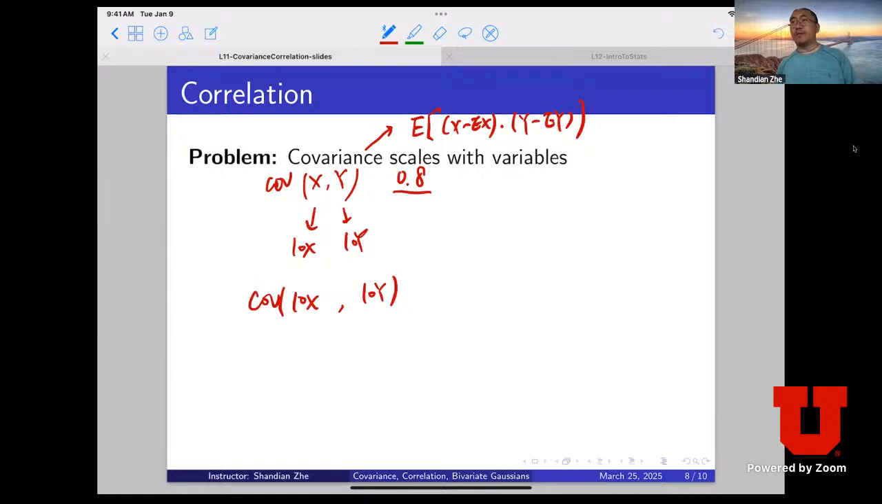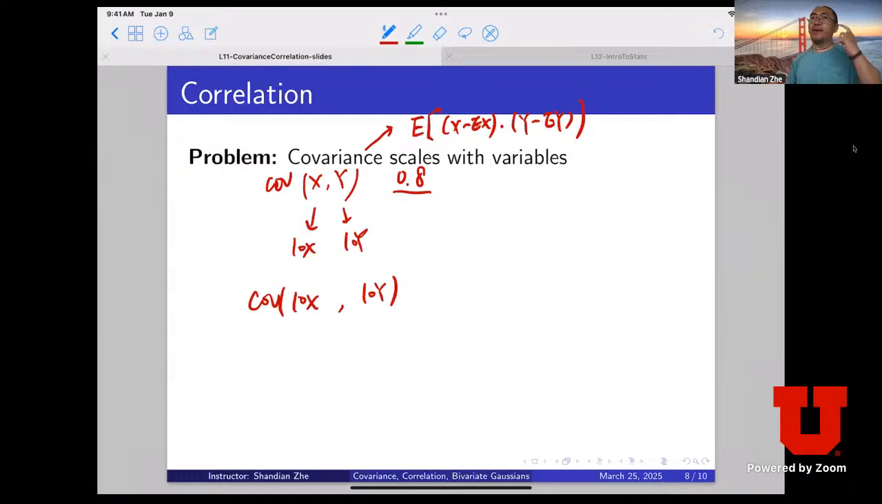You feel it's 8? Why is it 8? Yeah. So your answer is in the right direction, but the number is a little bit different from the correct one.